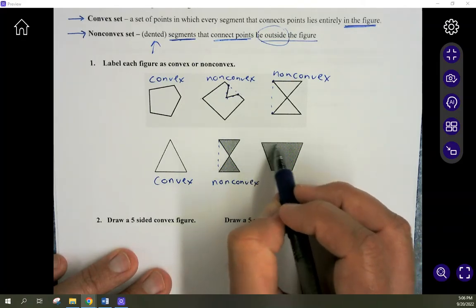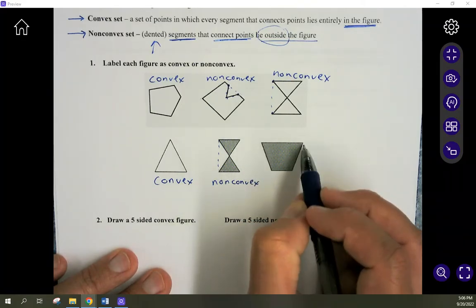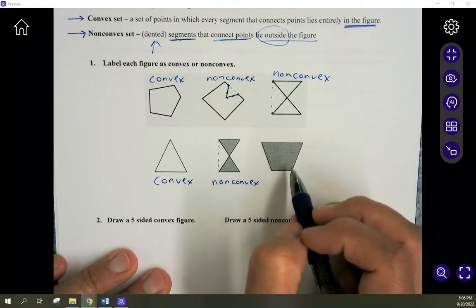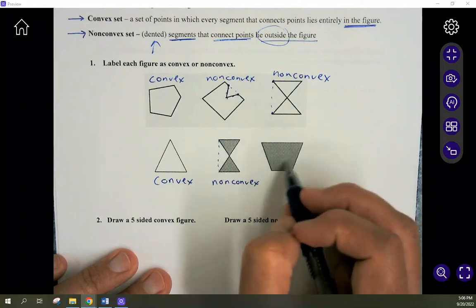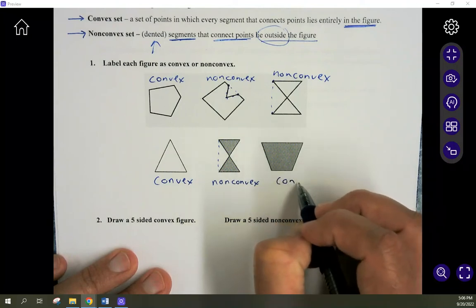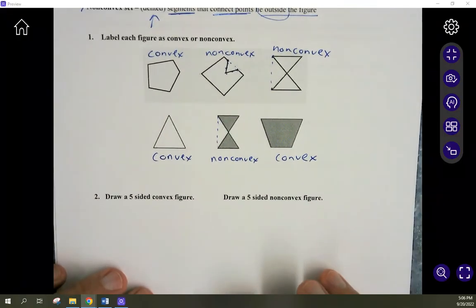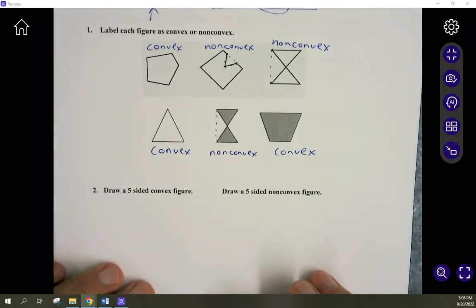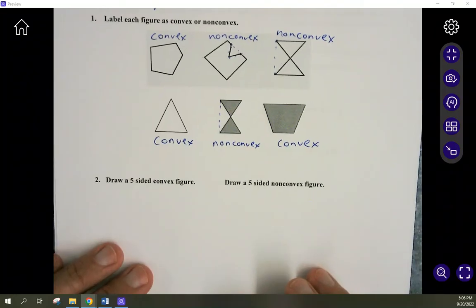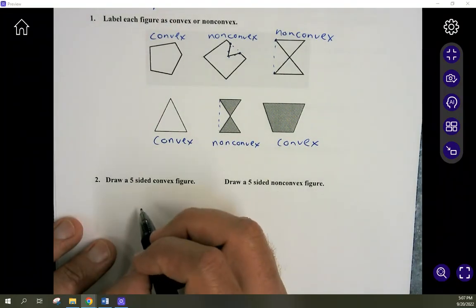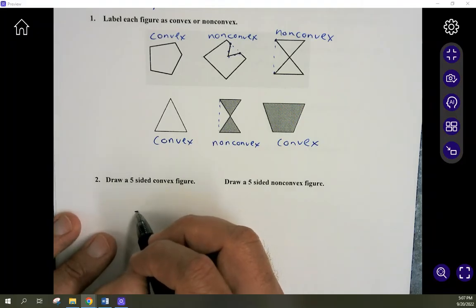What about this one? Well, that connects, and the only other point is here. And no matter where I go, if I take any of these points and connect them with a segment, that segment is inside the shape. This is convex. So let's take it one step further. Can you draw the shapes yourself? So let's draw a 5-sided convex figure. So we don't want to create any dents.